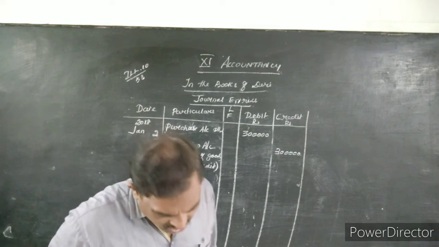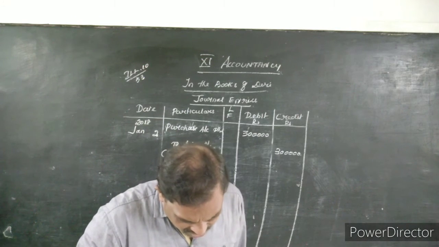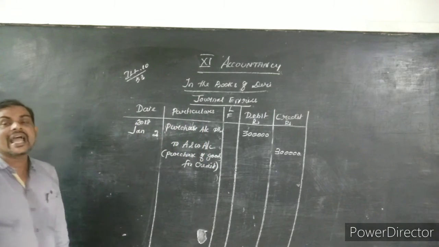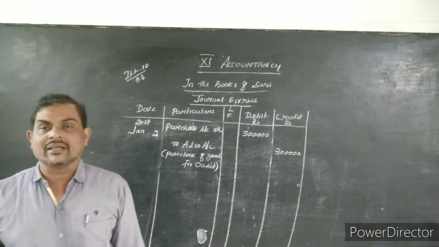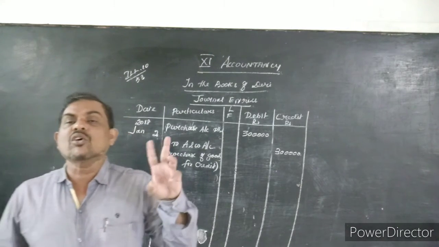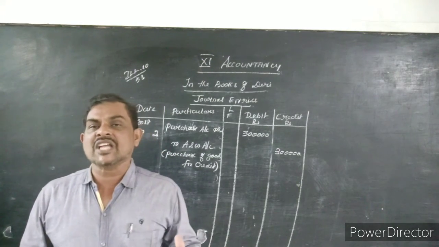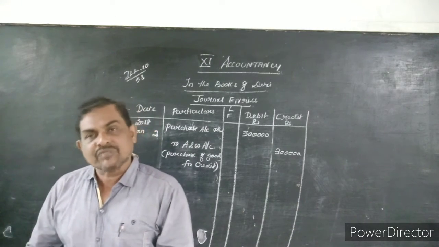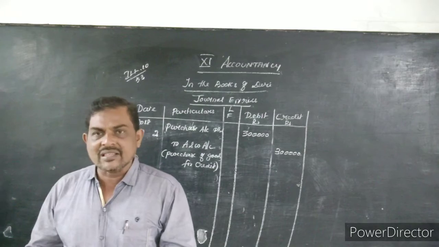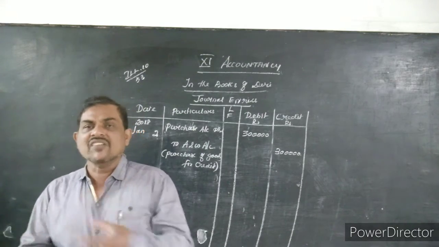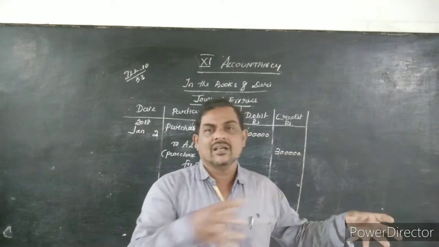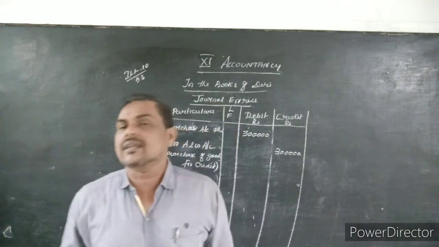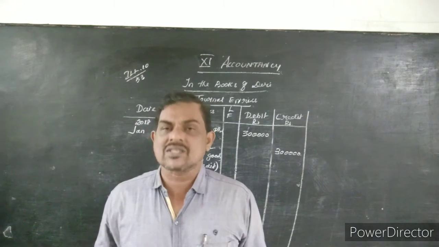What is the third transaction? Cash deposited into bank, rupees 80,000. First we have to find out what accounts are available in the transaction. Cash, bank. You are taking some cash from your business and depositing it into the bank. So two accounts are there. Cash is a real account, bank is a personal account.